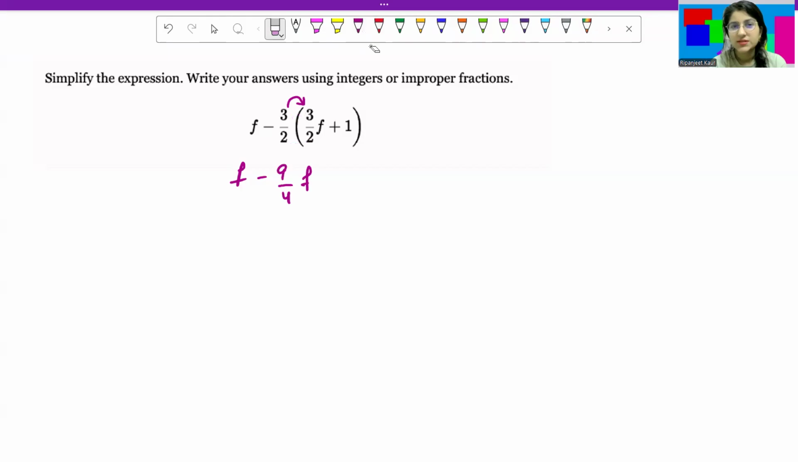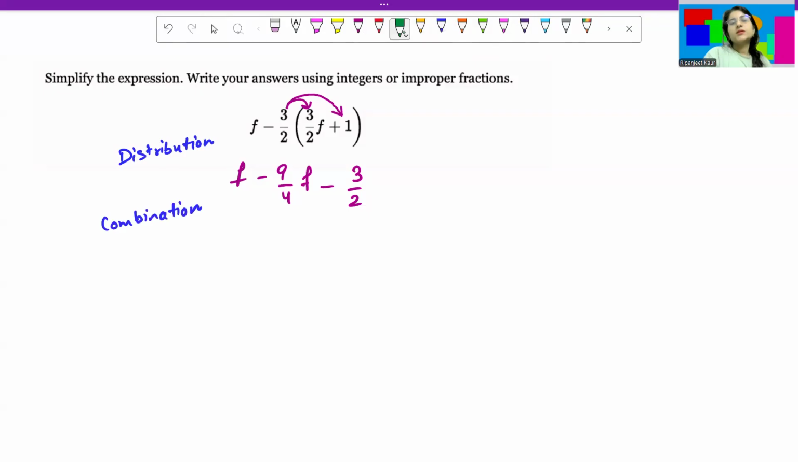And now, what is the next step? Negative 3 over 2. Yes, that's right. Now, what did we do? We did the distribution. And now combination. So what do we do for the combination to work?